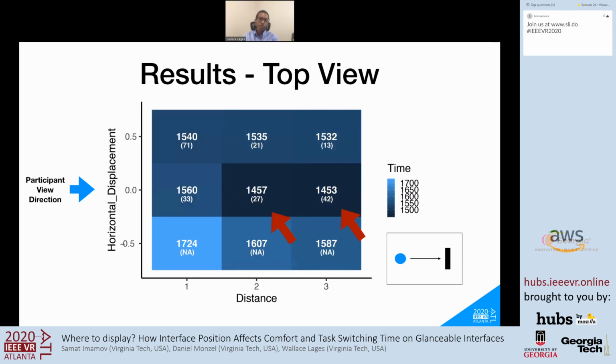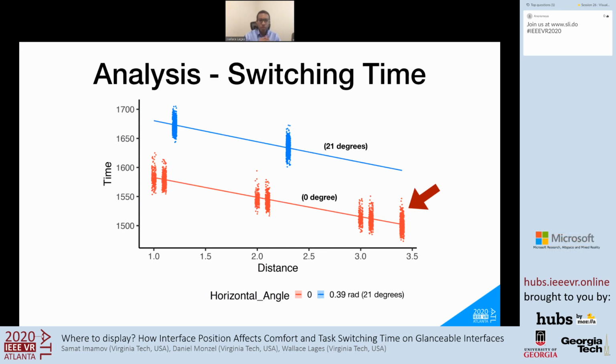Now the results from the top view. The y-axis here is the horizontal displacement, and the x-axis is the distance from the participant. The positions in the middle and closer to the TV were faster. To understand the contribution of the distance and angles to the performance of the participants, we fitted a generalized multiple regression using R. Horizontal angle, vertical angle, and distance were all significant predictors of time. Here we can see how the time changes with distance. Lower means faster. So participants spend less time switching as the distance increases. They're also faster when the interface was centered right in front of them, which is the red line.